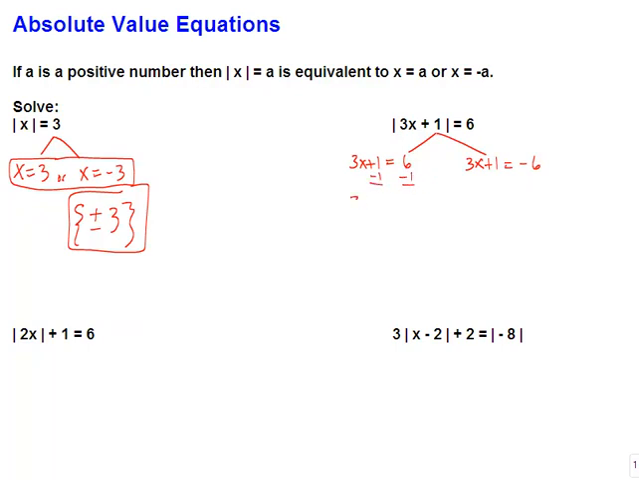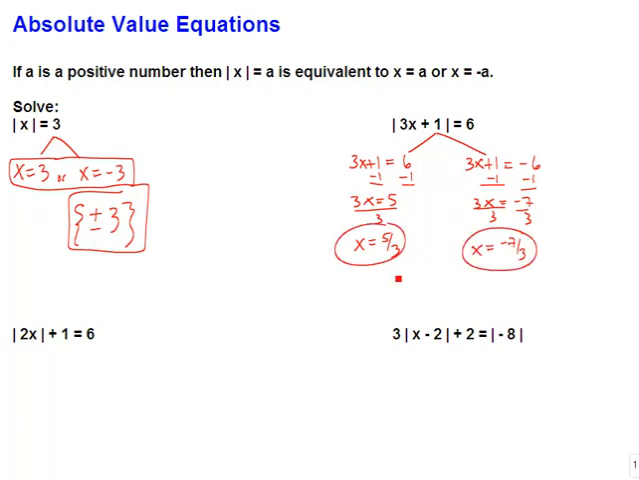So if we subtract 1 from both sides, we get 3x equals 5. So one solution is 5/3. And if I subtract 1 in the second equation, we get 3x equals negative 7. If I divide through by 3, then x equals negative 7/3. So these are my two solutions, or again, you could write it as a set, 5/3, comma, negative 7/3.